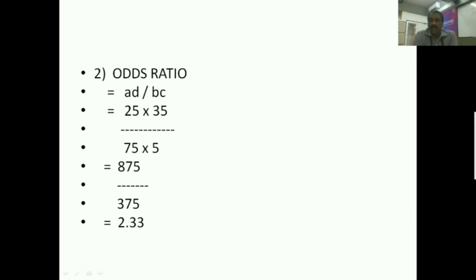The next one is odds ratio. Odds ratio is AD upon BC, AD divided by BC, and here A is 25 and D is 35 divided by B 75 into C 5. So this is going to become 875 divided by 375, and odds ratio is 2.33. So here we got relative risk is 2, and odds ratio we got 2.33. In this way we are going to calculate and find out the values.